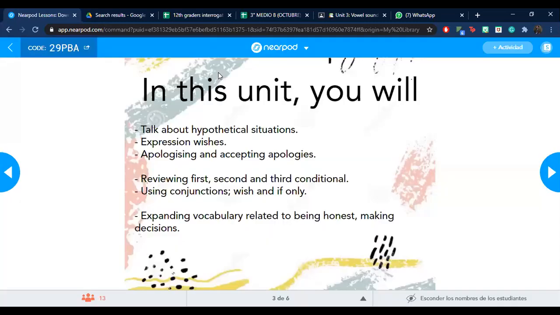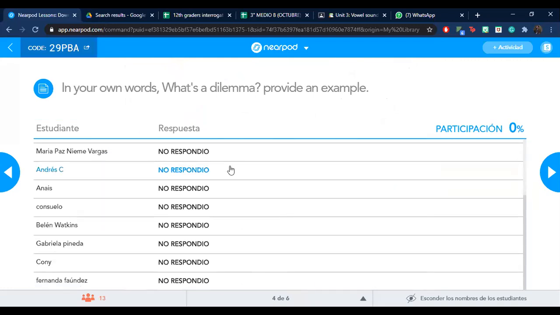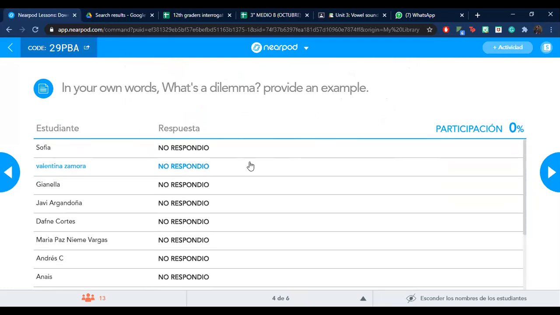All right, let's continue with the unit. So these are the things that we will be covering in this unit. As you know, and probably have seen, there are things that we have covered in the past year. So it's a review and an expansion. So first of all, we'd like to start with a question. In your own words, please answer, what's a dilemma and provide an example. That means give me an example of a dilemma, a simple one, okay?